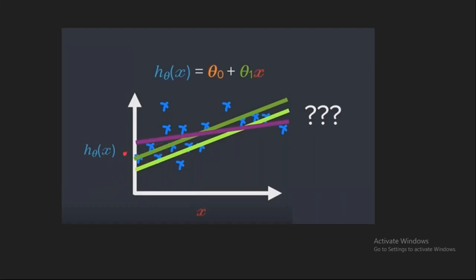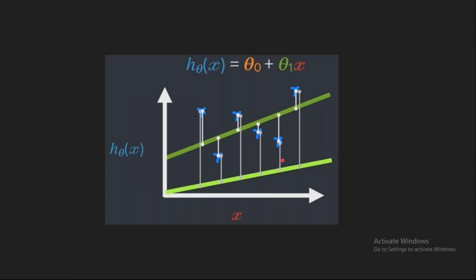Now, as I talked about, in linear regression there can be multiple lines, right? But how can we make sure which is going to be the best fit line? We've already seen it, but let's try to memorize it again.